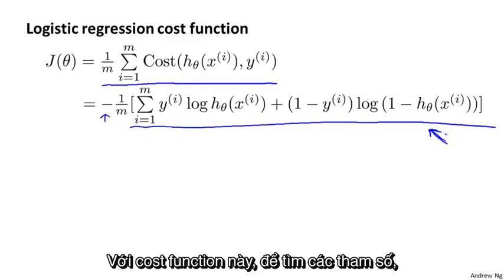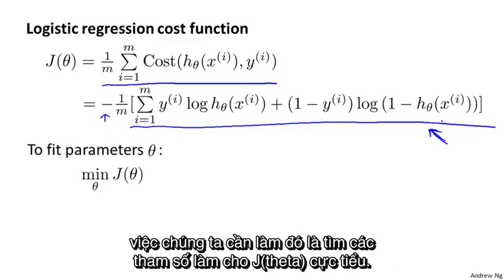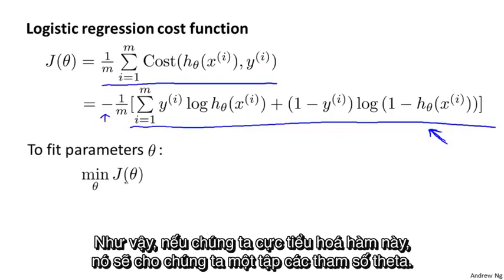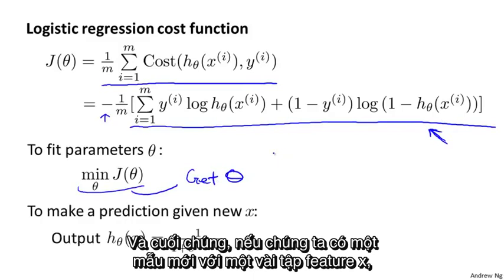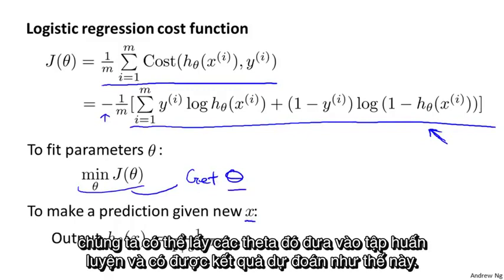Given this cost function, in order to fit the parameters, what we're going to do is try to find the parameters theta that minimize J of theta. If we try to minimize this, it will give us some set of parameters theta. Finally, if we're given a new example with some set of features x, we can take the thetas that we fit to our training set and output our prediction as this.